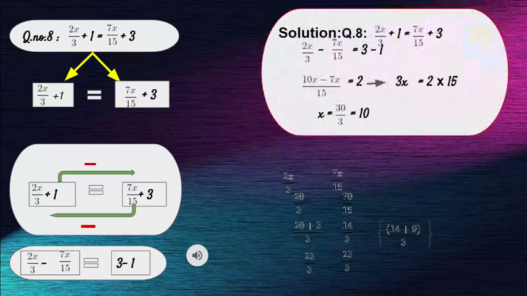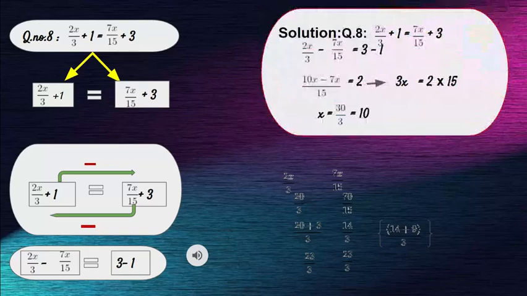Now 10 minus 7, 3. So 3x upon 15 is equal to 2. Yeah, directly you can shift 15 to right side. 3x is equal to 2 into 15. So 3x is equal to 30 we got. Now x is equal to 30 upon 3 is equal to 10. So now we got the value of x is 10.